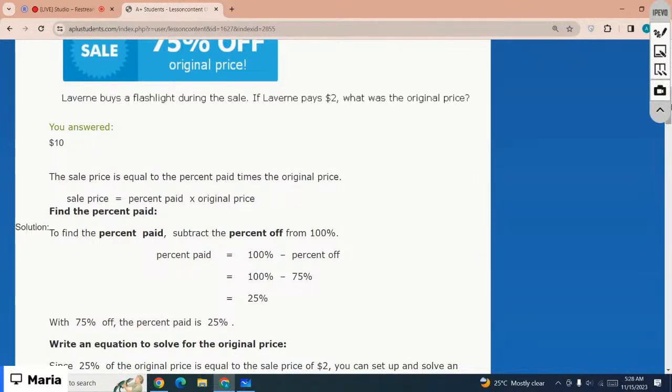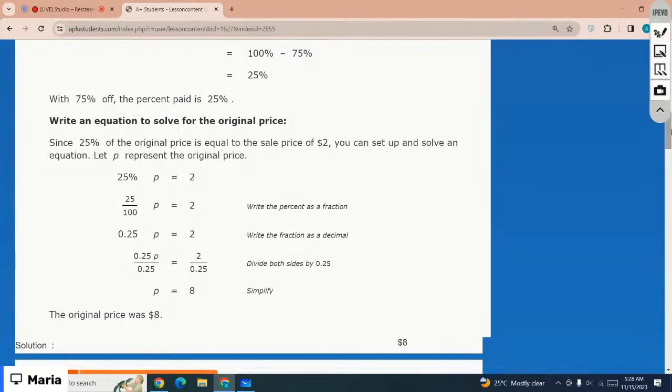It is on 75% off, right? So 100 minus 75 equals 25. That means she just paid 25%, right? You are given 25%, so just put the values in the ratio. 25% of what value? You have to calculate the original value, right? So 25% times p equals 2, the partial value you paid. So you have to calculate p, and that would be 8. That means the original price was 8, right?